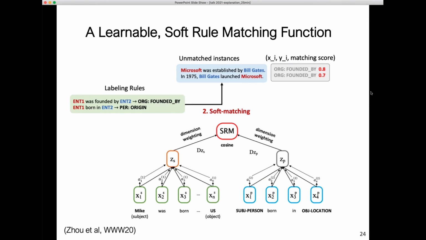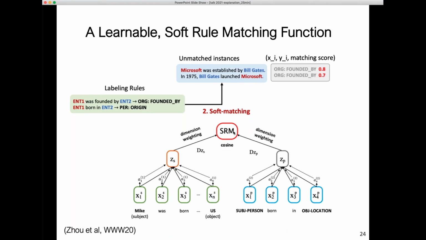The matching process is operationalized by a very simple attention-based weighted similarity measure. We look at the attention score over each token in the pattern and over each token in the sentence, and then do a weighted pooling to get the embedding of the labeling rule sentence, that's ZS, and the embedding of the sentence, that's ZP. Then we compute a cosine similarity between these two embedding vectors to get a final score.